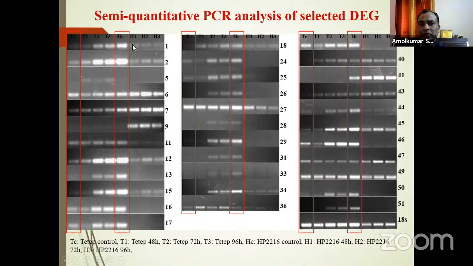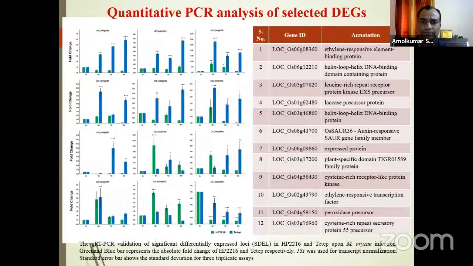It means in HP22, there is something, or Magnaporthe must have something, which is suppressing these genes, which are really important for resistance in this cultivated line. But somehow, since it is not able to block them in TETEP, these genes are overexpressed and probably providing resistance under this panicle blast condition.